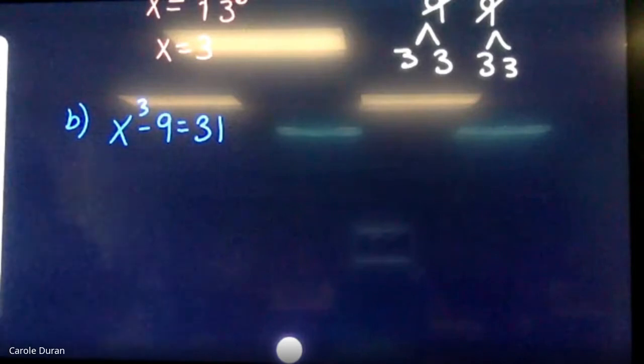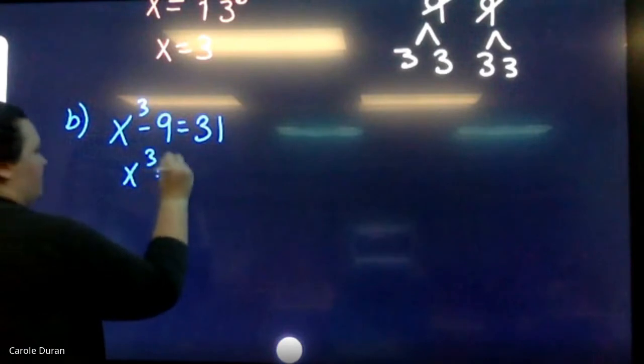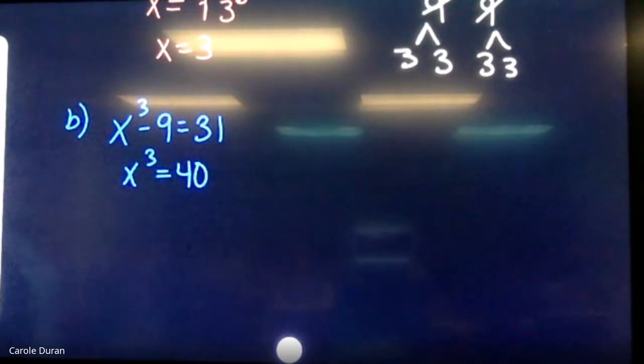This time I have x cubed minus 9 equals 31. Amanda, how am I going to start this one? Add the 9 to the other side. Good. I like the way you're thinking. When I do, I get x cubed equals 40. Reese, what next? Would you do the cube root? Yes.